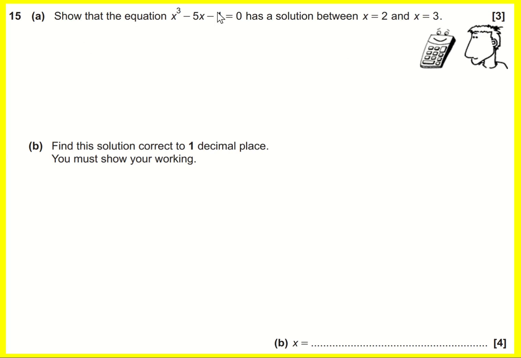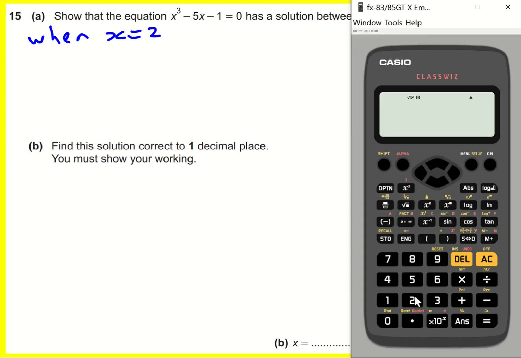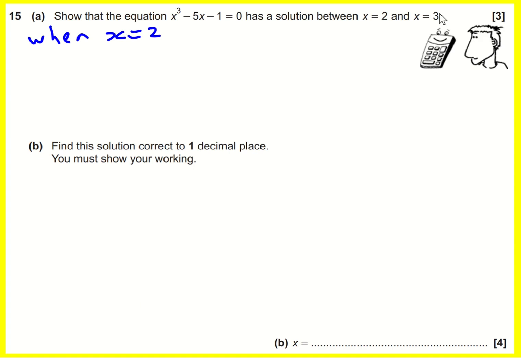We need to show that this cubic equation has a solution between x equals 2 and x equals 3. And what we do is we test both of them. We test x equals 2 and work out what the value is. I'm just going to go with it and explain what's going to happen in a second. So 2 cubed minus 5 times 2 minus 1 gives me minus 3.